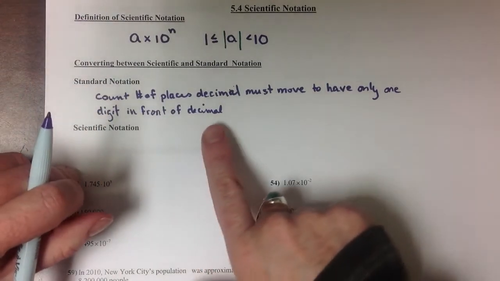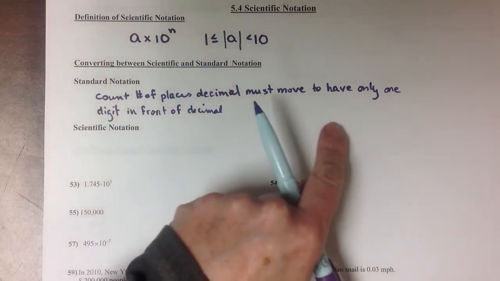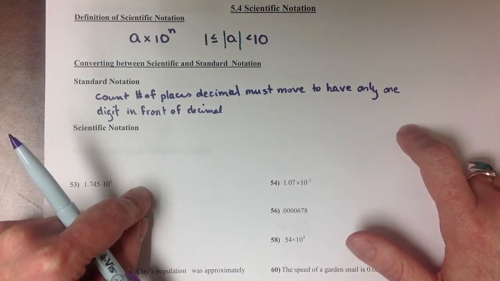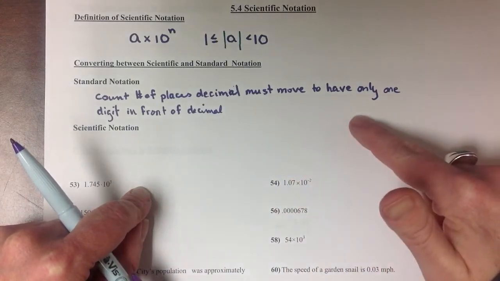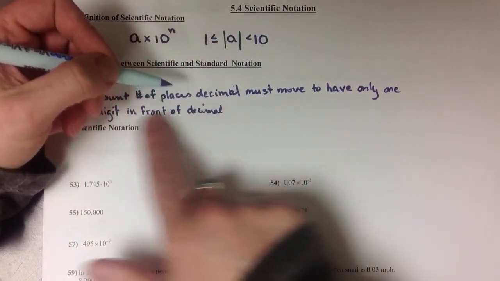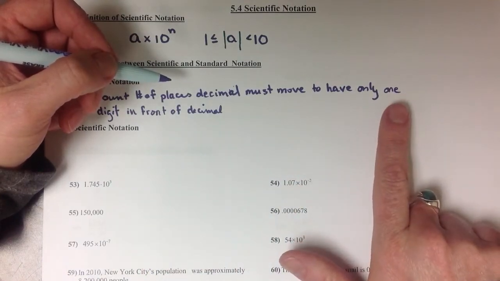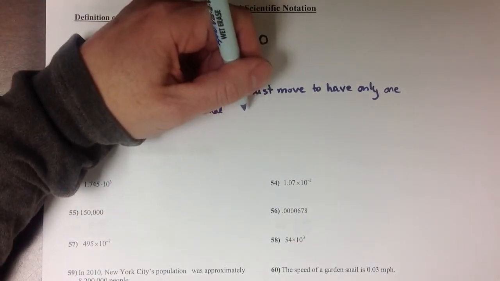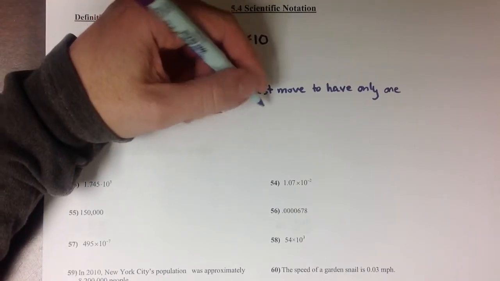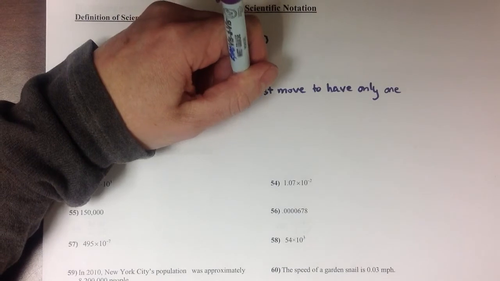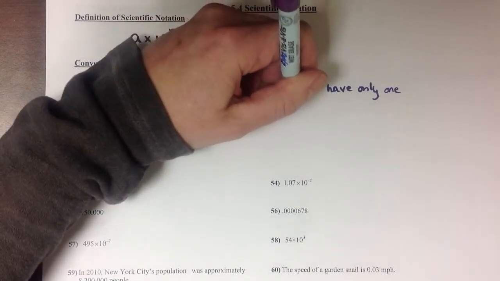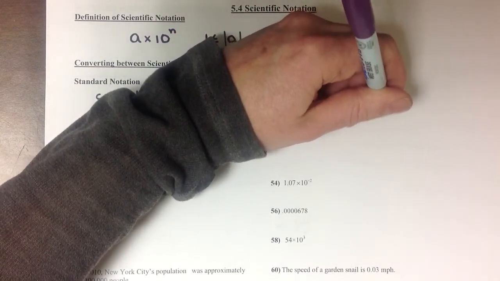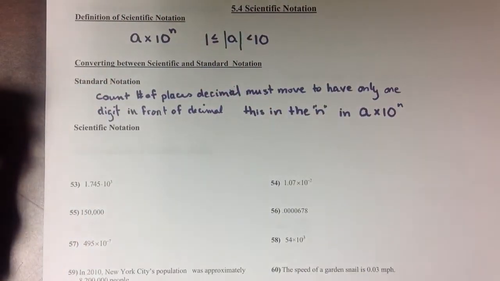So if you had a very tiny number, 0.00000076, and you needed to move the decimal from the left over here to the right, then you're counting the number of digits that you're making it bigger. So to turn it back into its scientific form, it would have to go to the left. So very, very small numbers end up with a negative n. Very large ones end up with a positive n. So this number of places that you move, this is the n in our a times 10 to the n.